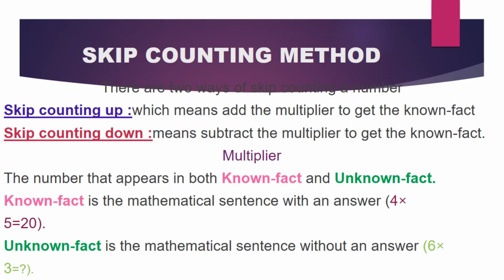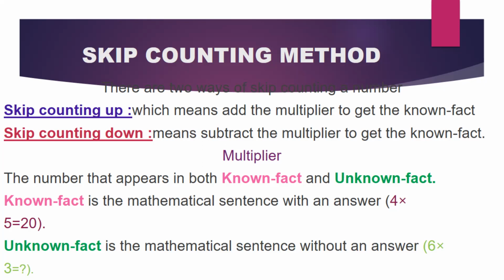So we are going to base on the known facts to find the other unknown facts. An unknown fact is a mathematical sentence without an answer. Example, 6 times 3. There's no answer here, so we call it an unknown fact. The multiplier happens to be a number that is found in the known fact and at the same time in the unknown fact. When you get there, you cross that.